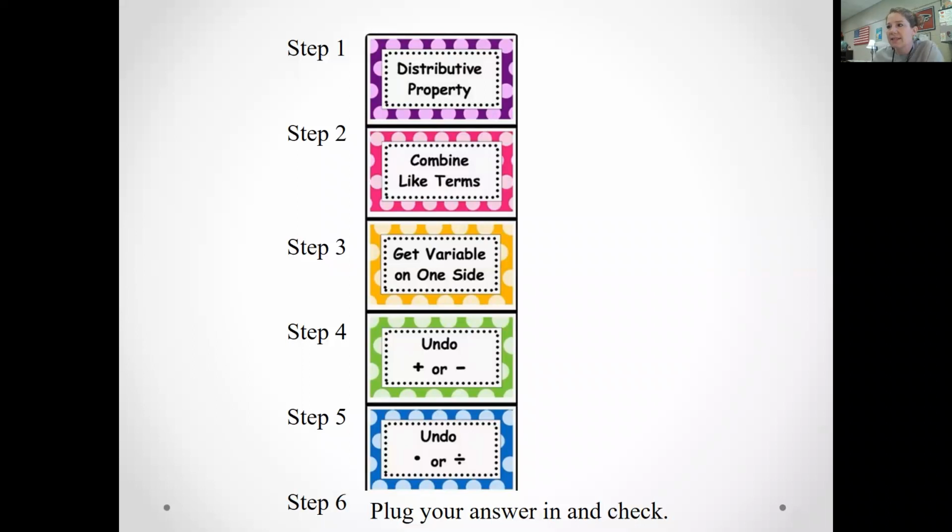So let's look at the steps in solving problems that have variables on both sides of the equal sign. Number one, if applicable, you use the distributive property. Step two, you're going to combine like terms. Step three, you're going to get the variables on one side of the equal sign. Step four, you're going to undo subtraction or addition. And then the last thing you'll do is undo multiplication and division. Finally, you will check your answers by plugging your solution back into the equation.